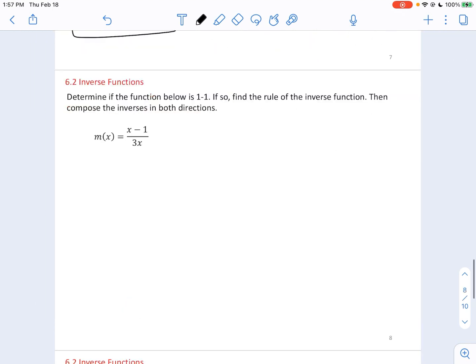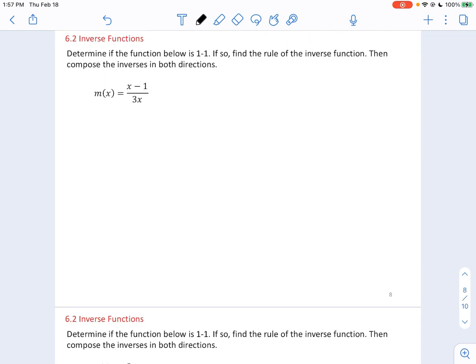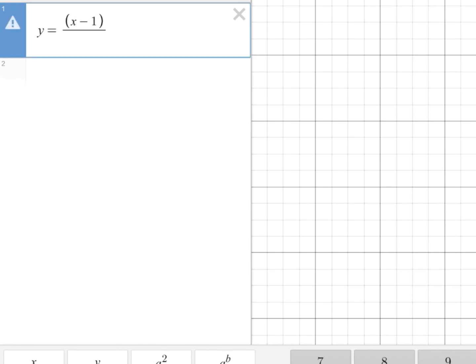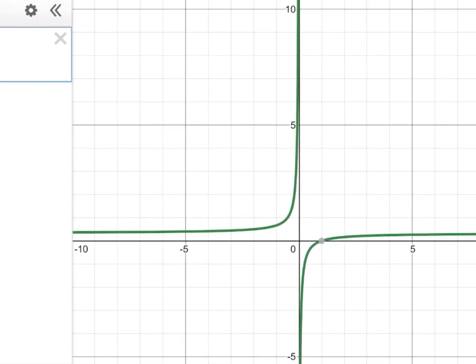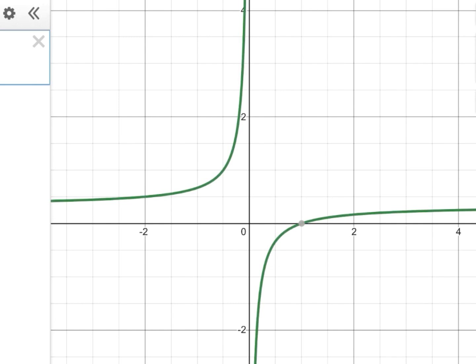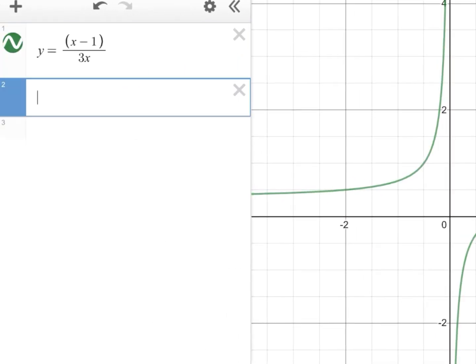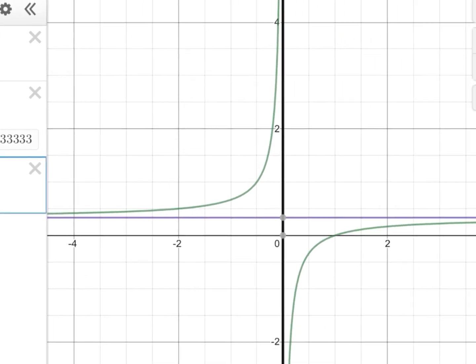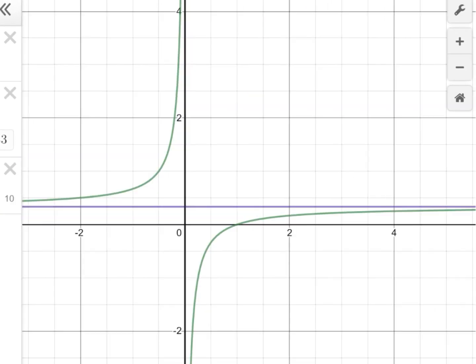Now the next one, determine if this function is 1 to 1. Well, this is a balanced rational function. It has a horizontal asymptote at a third, vertical asymptote at 0. y is equal to x minus 1 divided by 3x. And let's hit the home button, see what this looks like. It has a horizontal asymptote at a third. I know that because I just divide the leading coefficients. And the denominator is equal to 0 when x is 0. So that's going to be our vertical asymptote. But the green graph is our function. It passes the vertical line test and the horizontal line test.